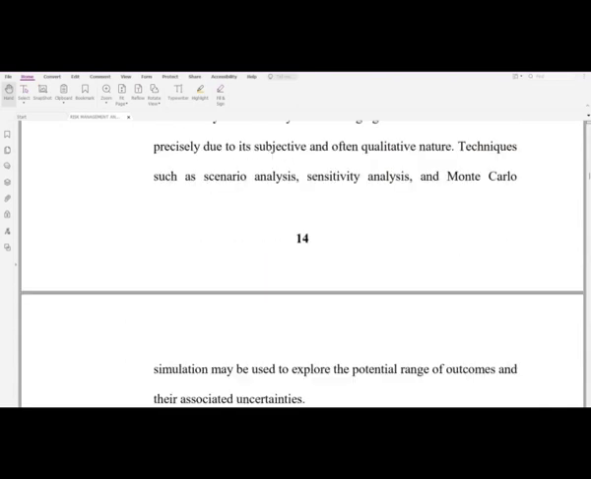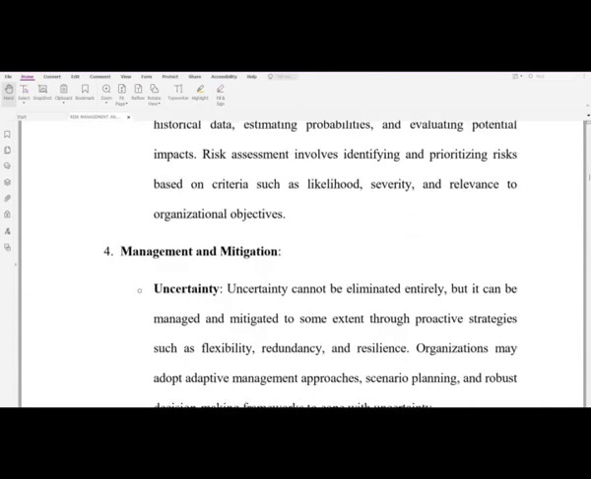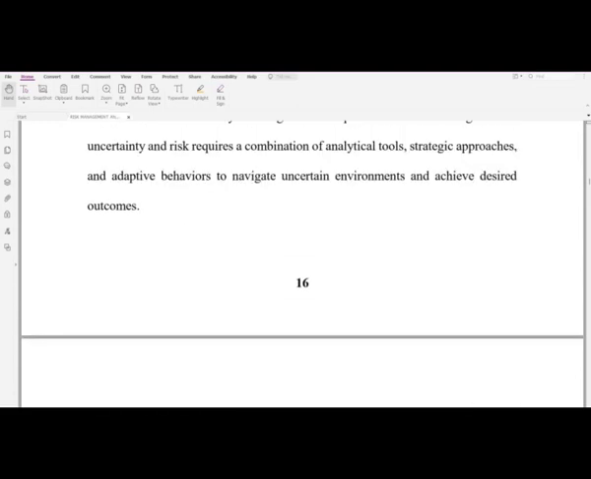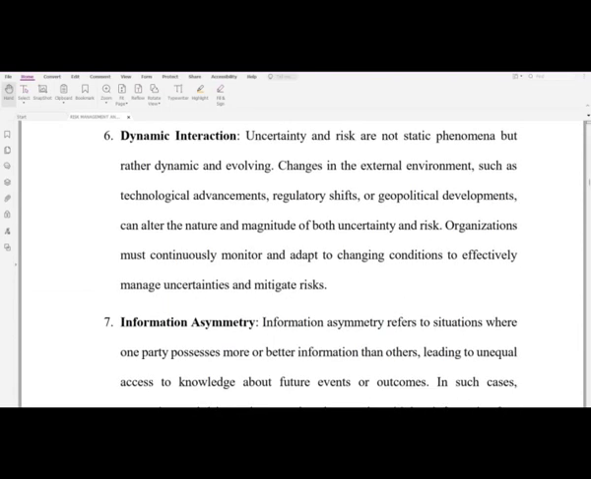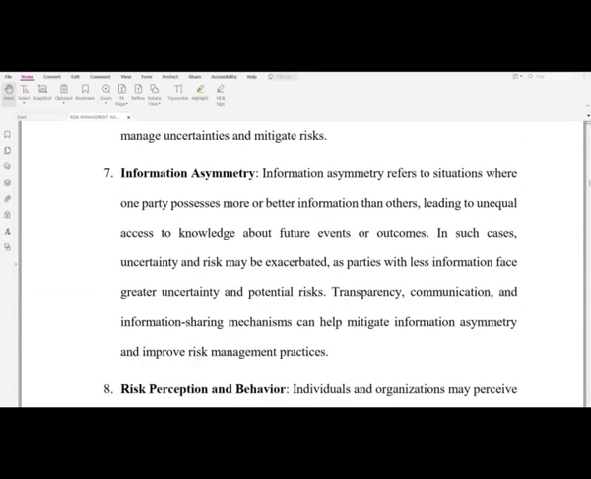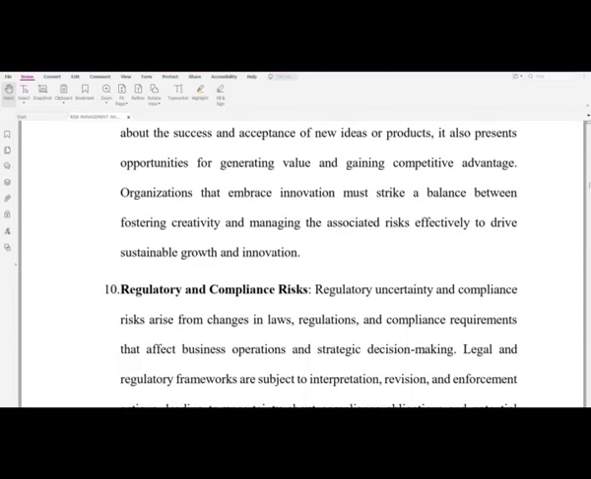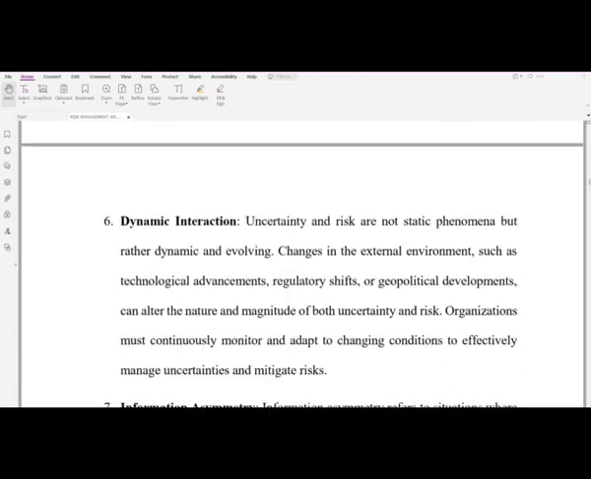We have the measurement and assessment. We have management and mitigation. We have decision making and strategy. You also have a dynamic interaction. You have risk perception and behavior, innovation and creativity, among others.